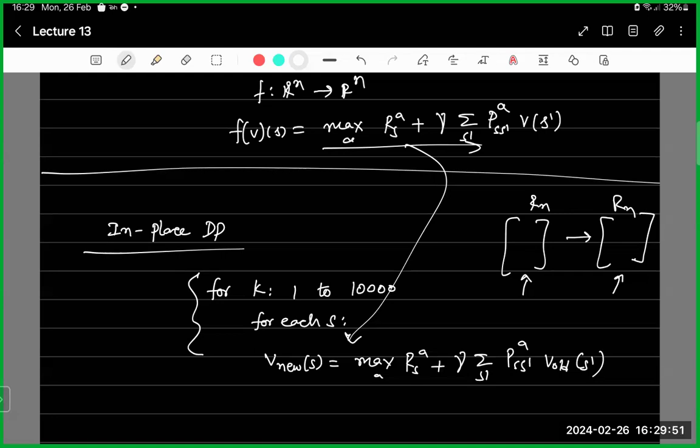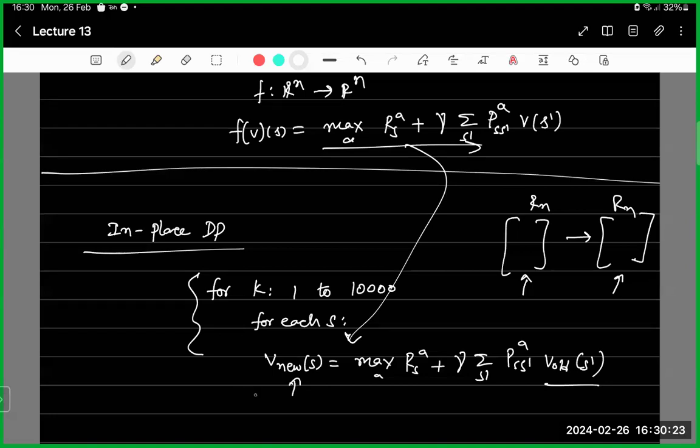You have to maintain two copies of these vectors in the code. You cannot just maintain one copy, because for calculating every component, you need a lot of other components of the previous vector. You need V old of s dash for a lot of s dashes to compute V new of s for a particular s. So instead of maintaining two copies, if you maintain only one copy, that's called in-place DP.